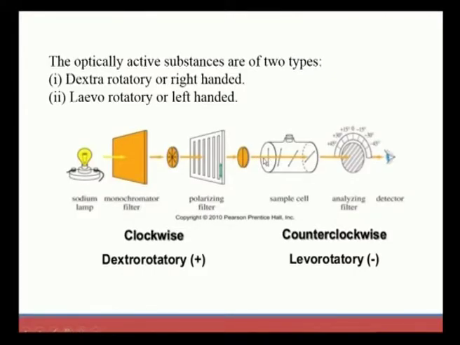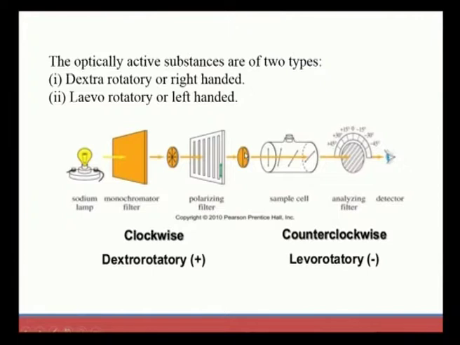We can observe here where the plane of polarized light is slightly rotated when it comes to the sample cell, which contains what is called an optically active substance. You can observe that the rotation here will be slightly different compared to where it is linearly polarized. After it meets the optically active substance, it is going to tilt.